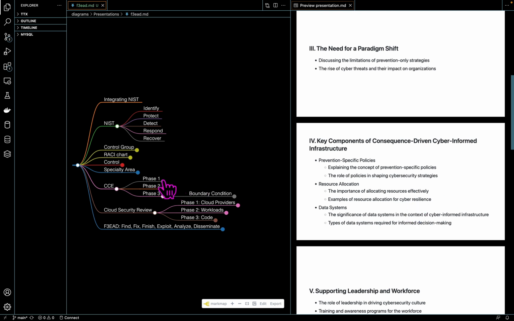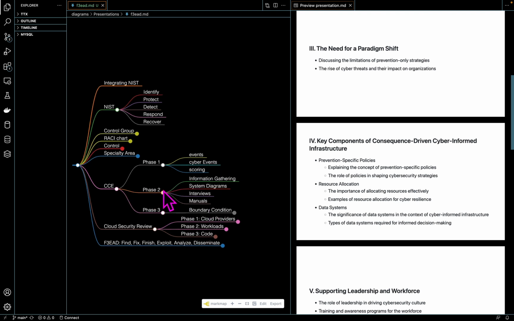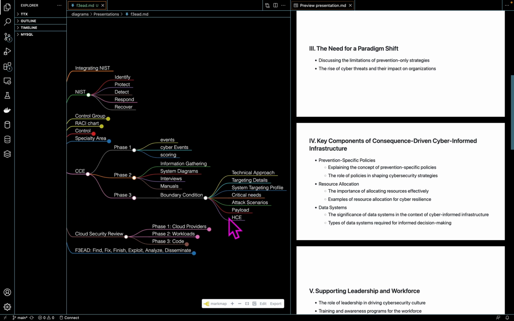So what are we going to talk about in that first part? When we're talking about consequence-driven cyber-informed engineering, we need to understand the cyber events and apply a scoring method to them. Additionally, when we move to phase 2, we need to enable our teams to have good information gathering techniques and tools. We need to build comprehensive system diagrams, perform interviews, and make sure our documentation from the vendor is up to date. And then in phase 3, you establish the boundaries of what that is. You establish your technical details, you establish the target details, and you build the rest of the components that you need to test and validate. And it also lets you set great metrics to keep your organization on track.